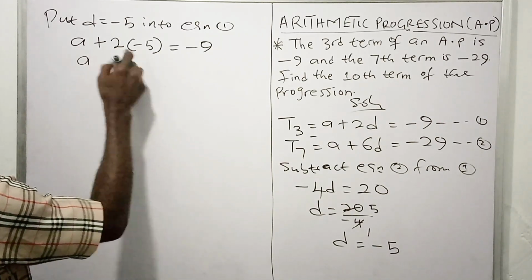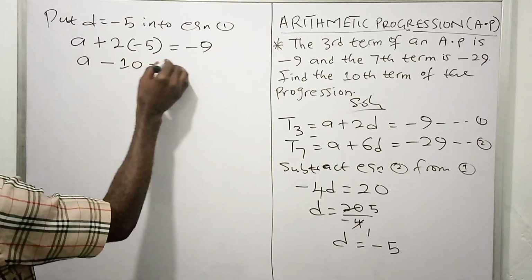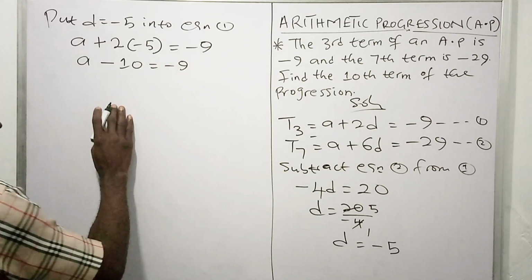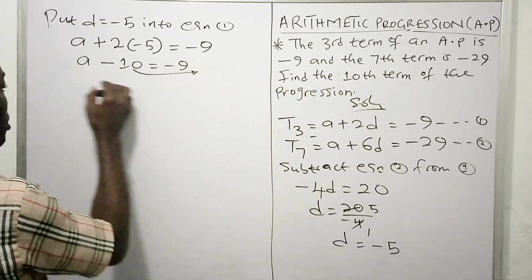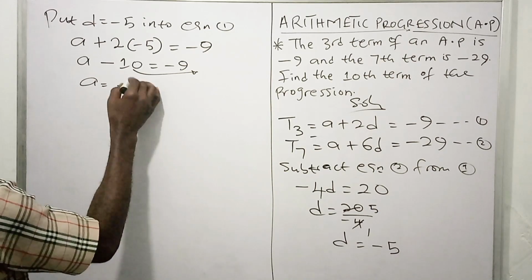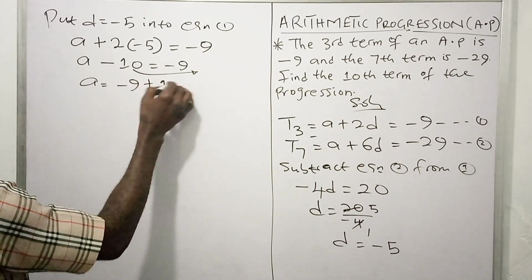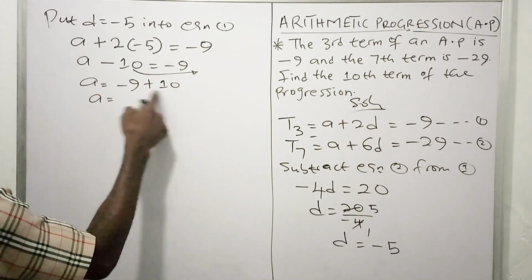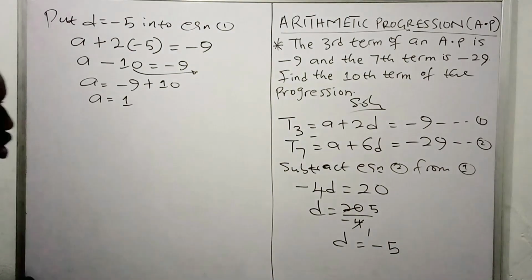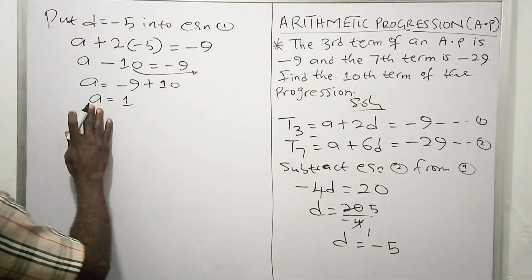So that gives us A, 2 times minus 5 will give us negative 10, then we have minus 9 here. If we move the negative 10 to the right-hand side, that gives us minus 9, this crosses as positive 10. So the value of A, which is the first term, is 1. Now our common difference is minus 5, and our first term is 1.